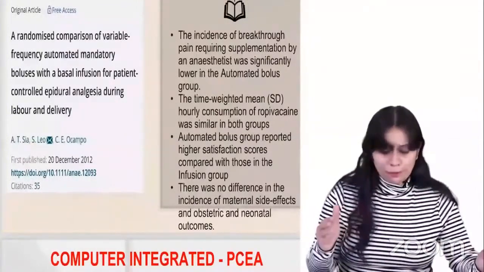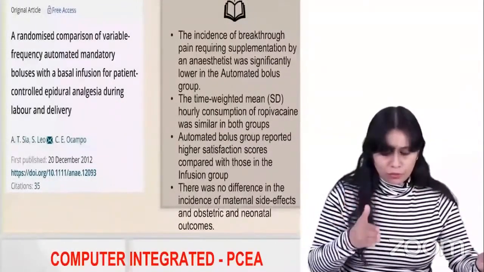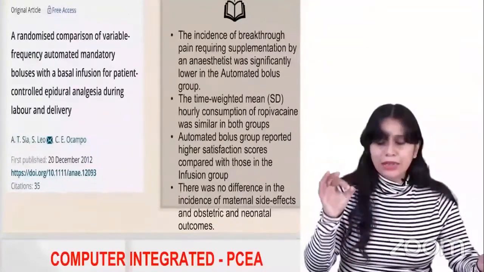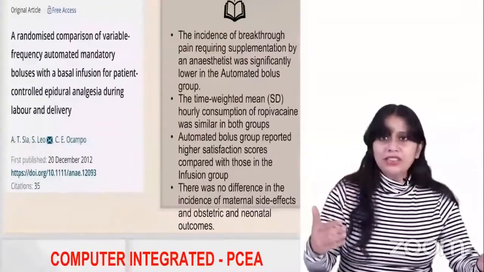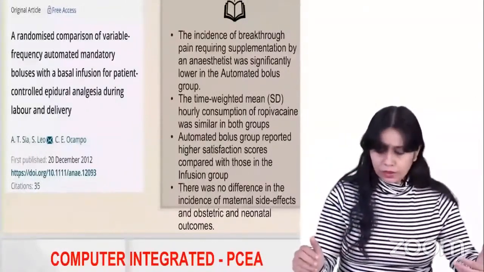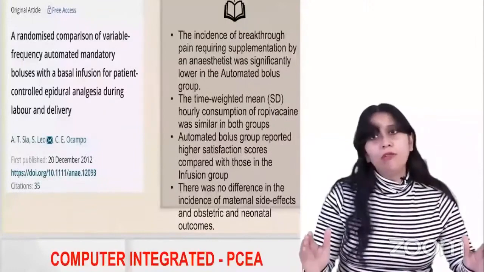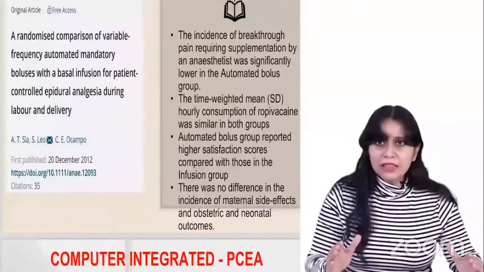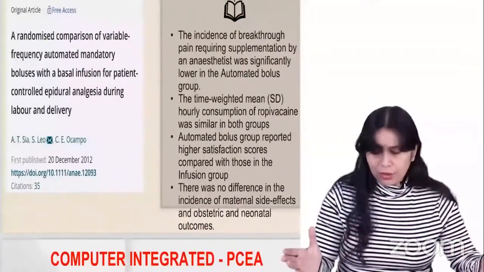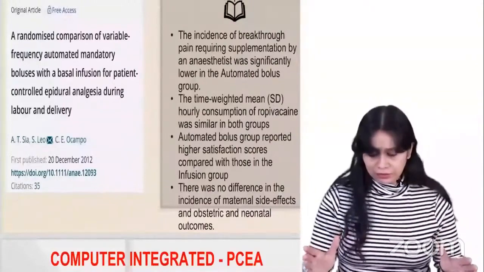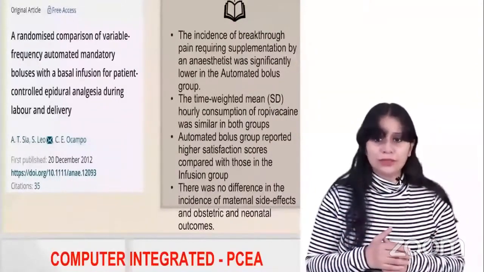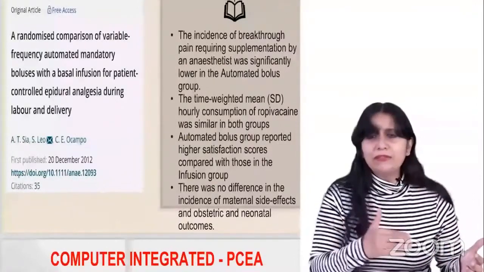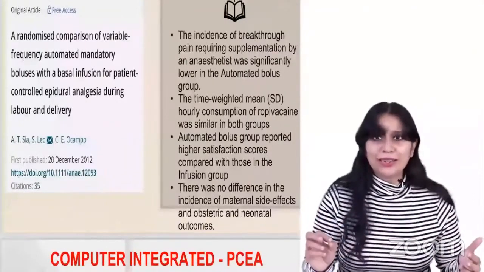So again, another study compared the automated mandatory bolus with a baseline infusion for patient control epidural analgesia and found that breakthrough pain was much less with the automated bolus group. The total consumption of local anesthetic was much less with the automated bolus group. Patient satisfaction was much better with the automated bolus group. And there was no difference in maternal side effects or neonatal or obstetrician outcomes. So this gives a better patient control analgesia if we supplement automated boluses with a patient control analgesia.